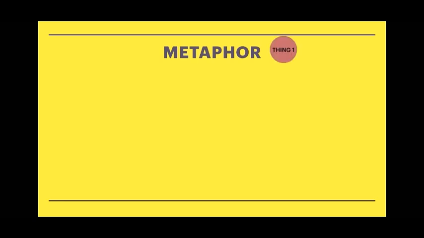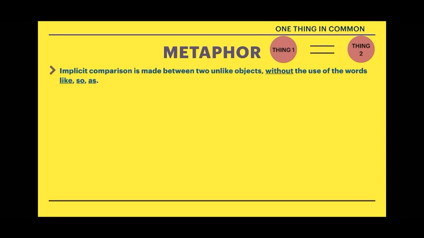Metaphor. In metaphor, again there is comparison between two different kinds of things which have one thing in common. So then what is the difference between a simile and a metaphor? Implicit comparison is made between two unlike objects without the use of the words like, so, as. Now what is the meaning of implicit? Implicit means suggested. It is suggested though not directly. Metaphor is an implied simile.